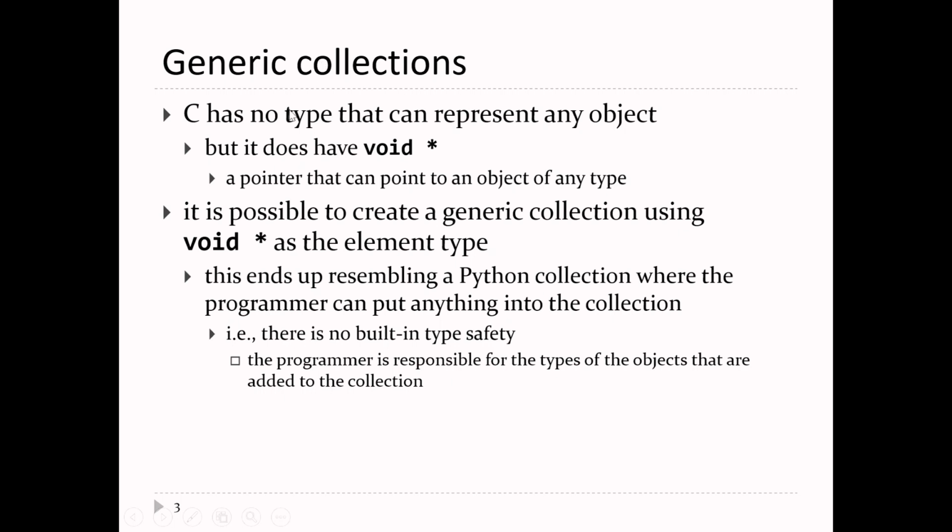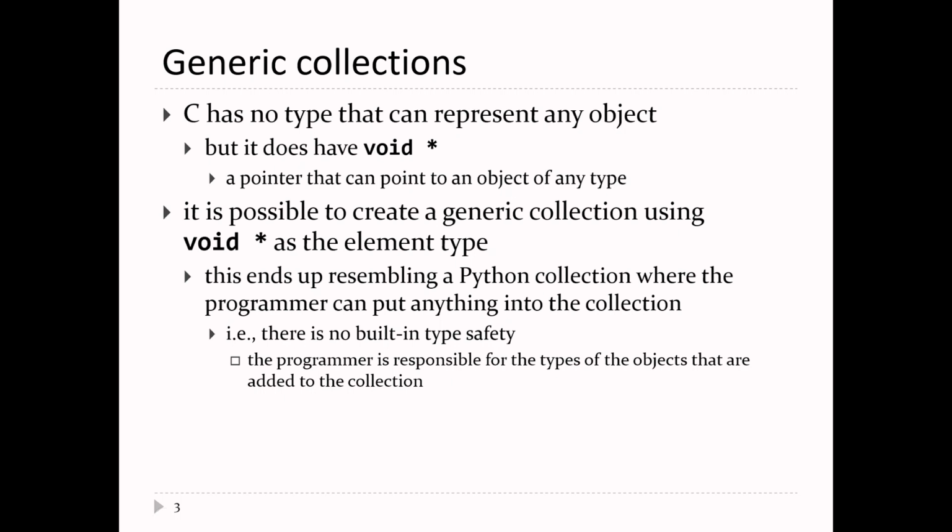Okay, now how are we going to do this in C? How am I going to make a generic data structure in C? Because in C, there's no type that can represent any object. In Java, you've got the type Object, which can represent anything in the Java language. The closest thing we have in C is a pointer to void. So remember what a pointer to void can point at. A pointer to void can point to any object type.